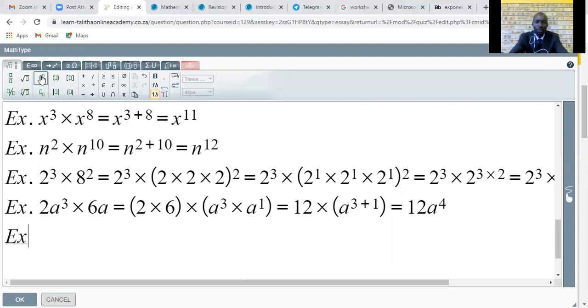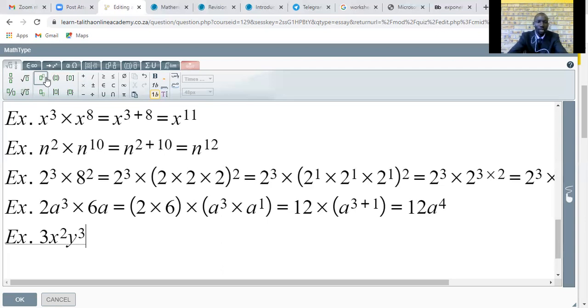Supposing that we have been given, this time, letters and numbers combined. We have been given 3x, where x has an exponent of 2, so we have 3x with exponent of 2. This is multiplied with 3x exponent 2 with a y. Y has an exponent of 3, so we write it right there.